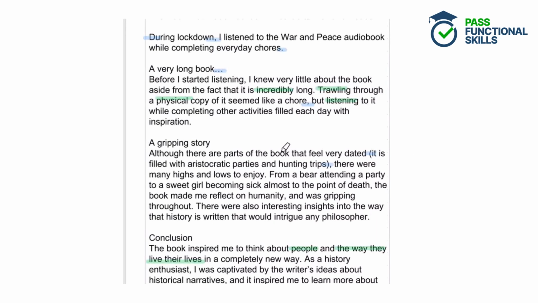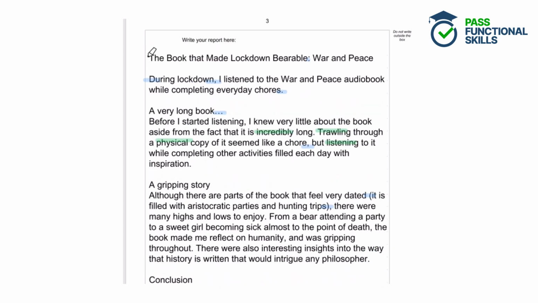So we've been asked to write about something that inspired us during lockdown. And this person has decided to write about the book that made lockdown bearable. So they've chosen to write about a book, which was one of the options given in the question. So they've given the example of the book and they've shared their experience in a report. They've given details about how they read the book. They read it as an audiobook while completing everyday chores.